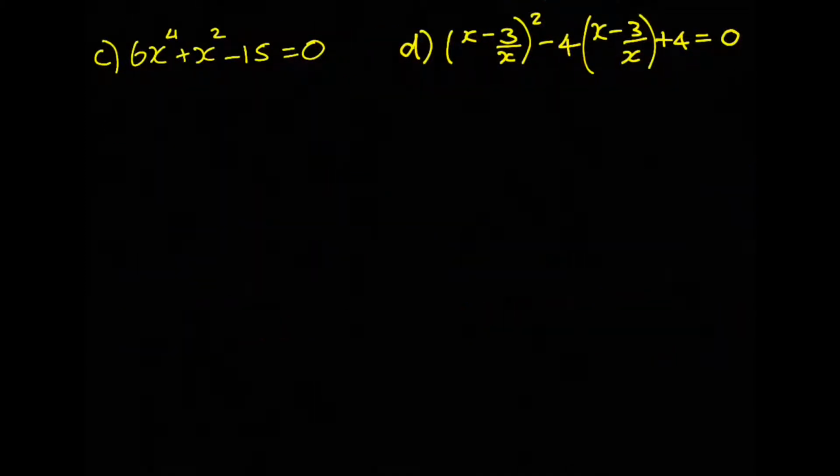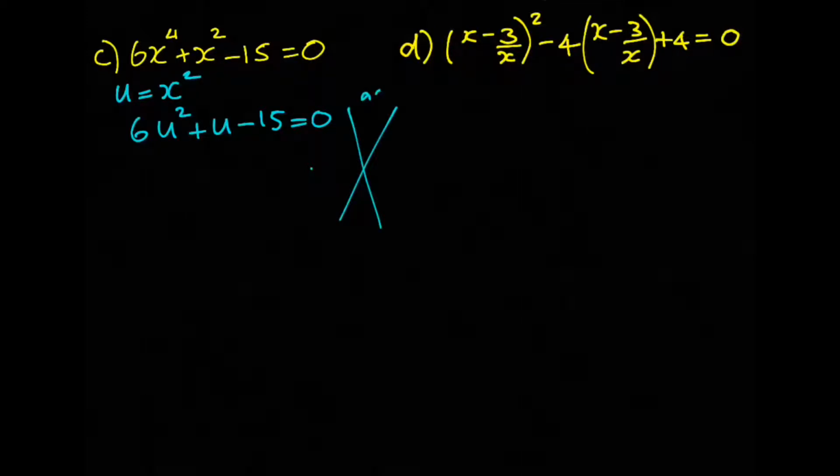Moving on to part C. If you have a closer look here, you see this is x to the 4. Now what we can do is say u equals x squared. So then we've got 6u squared plus u minus 15 equals 0. So that's a familiar quadratic equation. So we go ahead and look for the factors. 6 times negative 15 is negative 90, and 1.